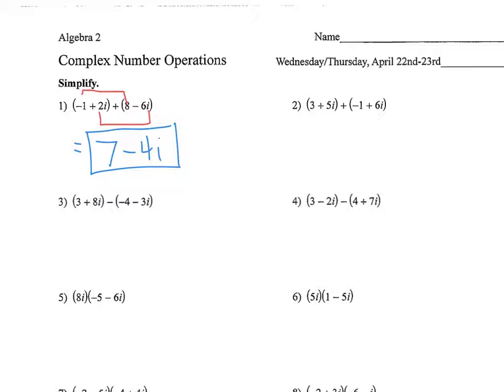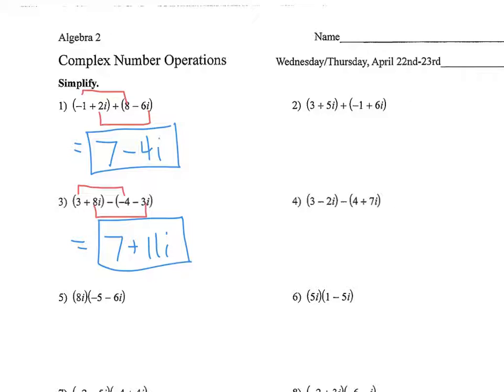When we subtract, we do the same thing. We match up the real parts, 3 minus -4. We match up the imaginary parts, 8i minus -3i. So to subtract, just be careful with it. 3 minus -4 is 7, and 8i minus -3i gives us 11i. So take a minute and do numbers 2 and 4 just like we did there.